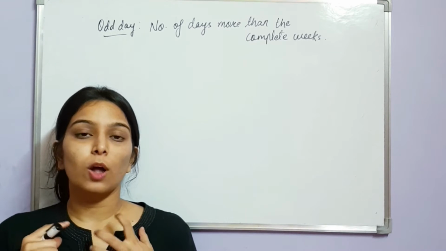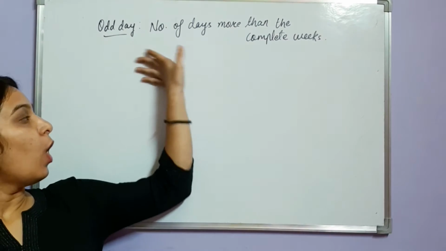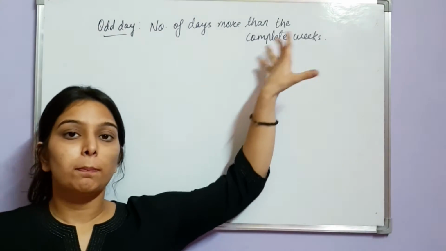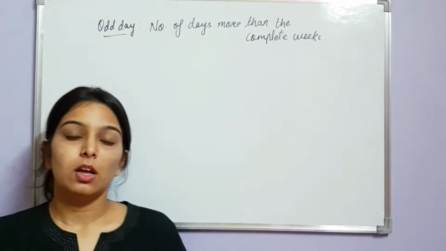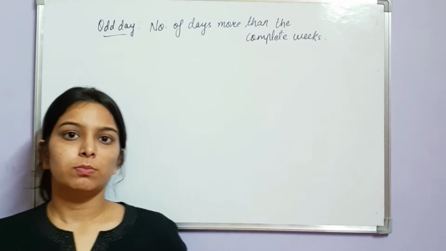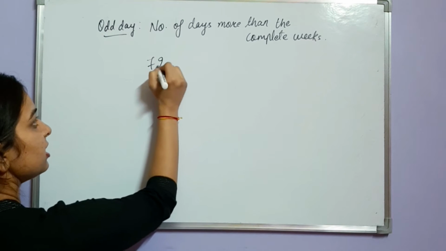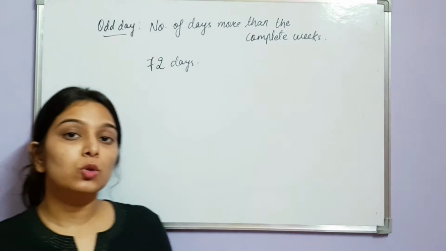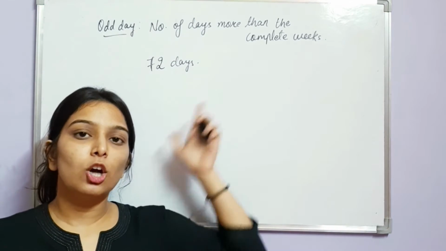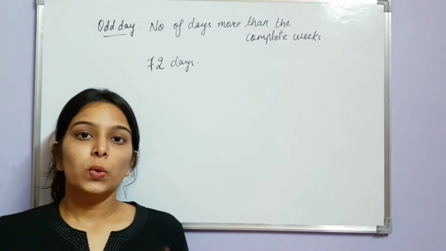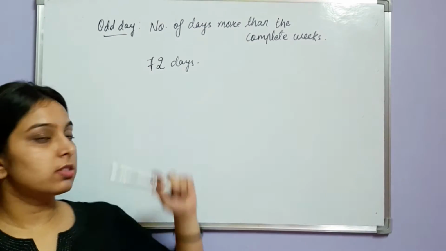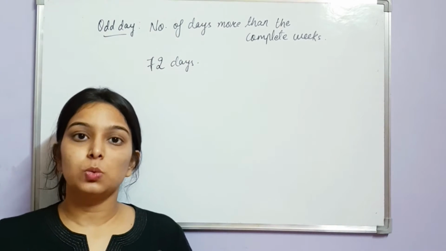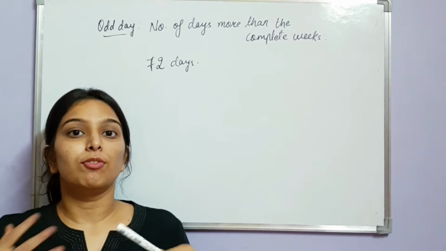So what is an odd day? Odd days are the number of days which are more than the complete weeks. Now what does that mean? For example, we are given any random days, say suppose 72 days, and we have to find out of these 72 days, how many odd days are there. Now, what we are going to do is, first of all find out how many days out of these 72 days will be included in making weeks.